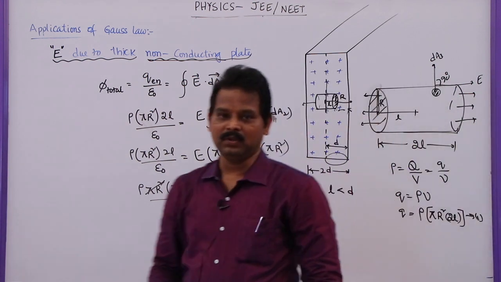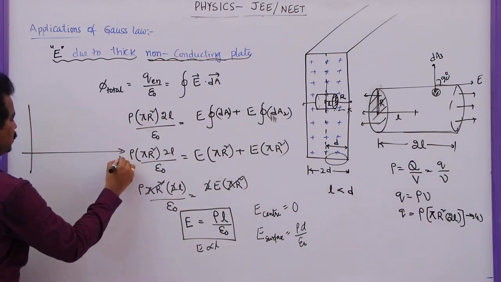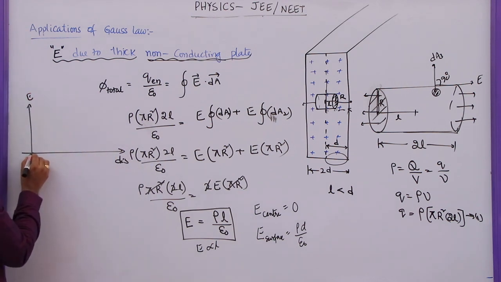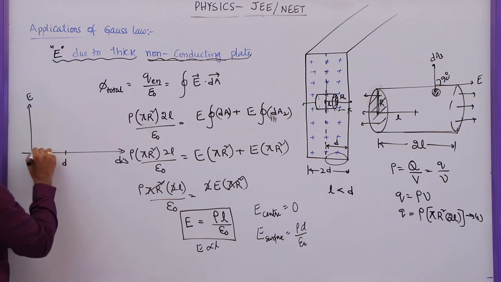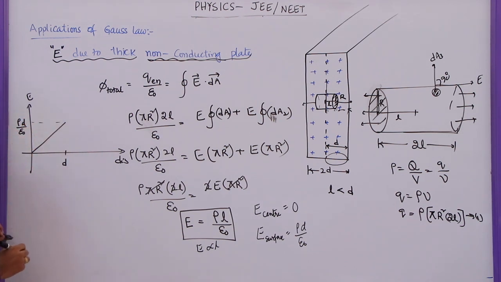So if you draw the graph for this one, taking distance here and electric field here, at the center this is 0. Up to the upper surface, where the thickness is D, up to D from the center, it is directly proportional, and its value is equal to rho D by epsilon naught, where D is half of the thickness of the plate.